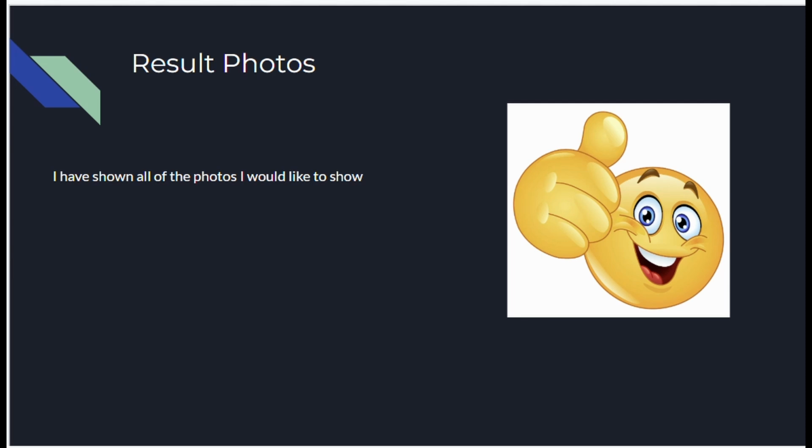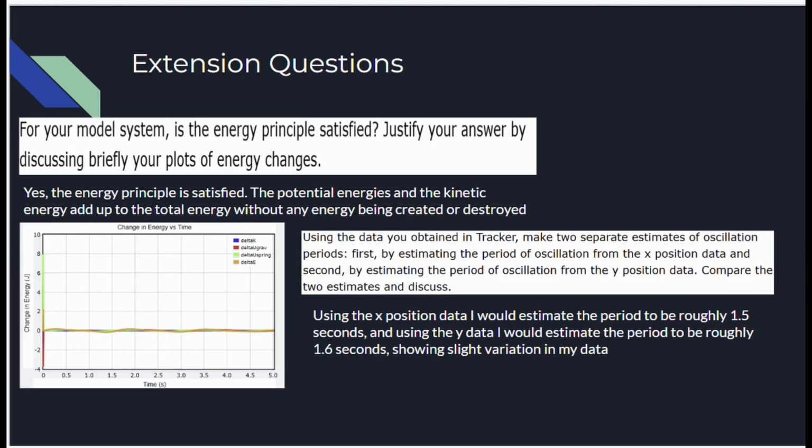And for the extension questions, for your model system, is the energy principle satisfied? Justify your answer by discussing briefly your plots of energy changes. Yes, the energy principle is satisfied. The potential energies and the kinetic energy add up to the total energy without any energy being created or destroyed. I think that there's obviously something wrong with the image, but if you zoom in really close, you can see that they all add up.